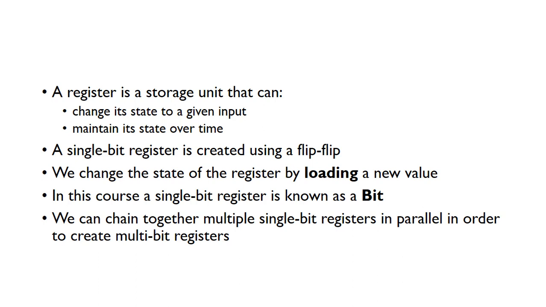In this course, we'll refer to a single bit register as a bit, and then we can go about chaining together multiple single bit registers in parallel in order to create multi-bit registers. So if we get 8 individual bit registers, we can combine those together to create an 8-bit register in which we can store a single byte.